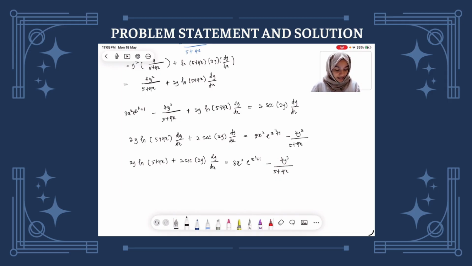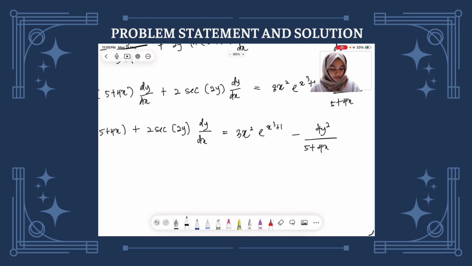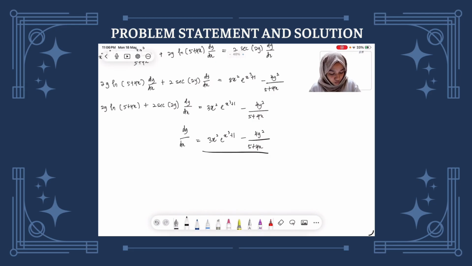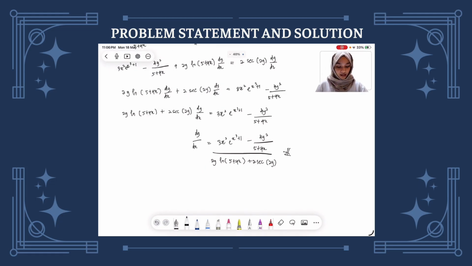Okay, which means that we bring this to here, so it's going to be like this. dy over dx equals 3x squared e to the power of x cubed plus 1 minus 4y squared over 5 plus 4x, over 2y ln 5 plus 4x plus 2 sec 2y. And then this is the final answer.